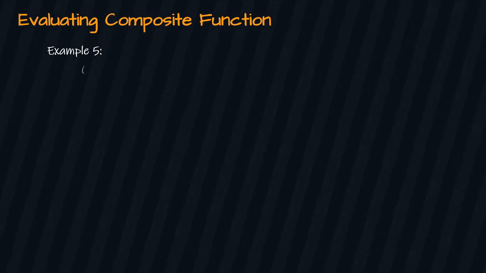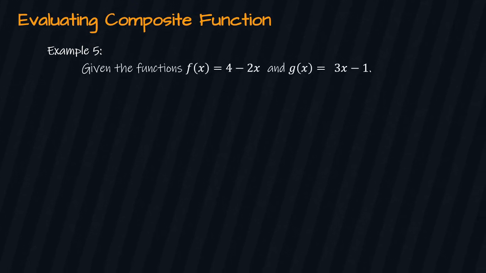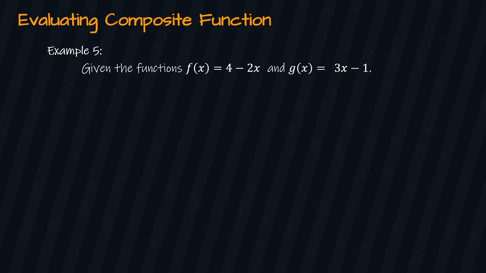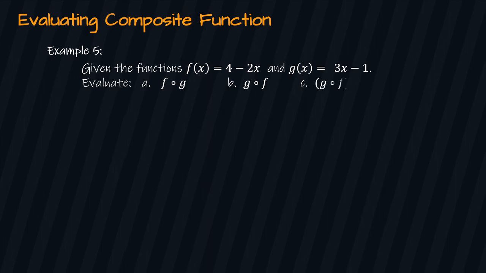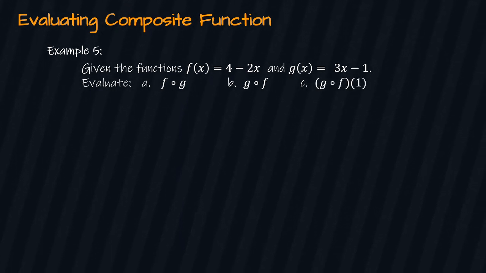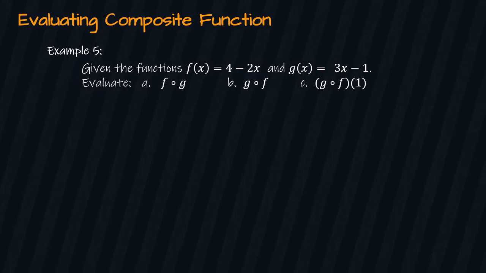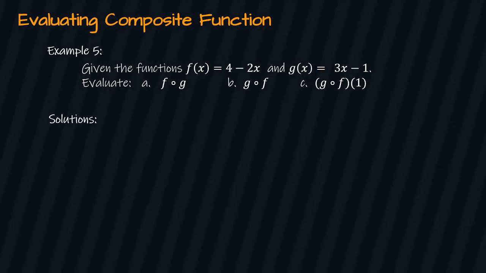So let's try an example. Given the functions f of x equal to 4 minus 2x and g of x equal to 3x minus 1, we have to evaluate a, f circle g, b, g circle f, and c, g circle f of 1.